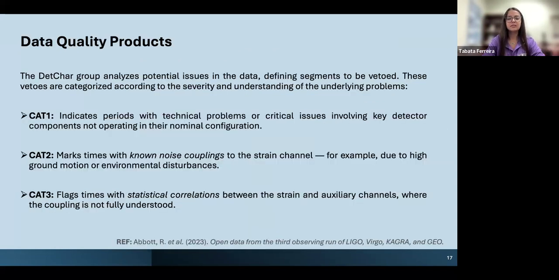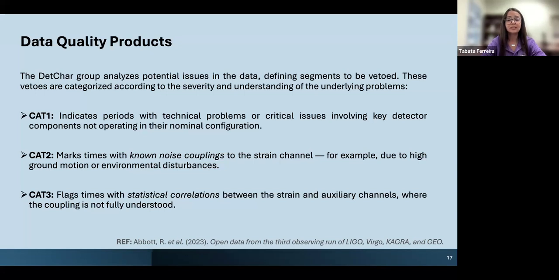All right, sometimes we can find the source of these glitches. Sometimes we can eliminate them. Other times we can just mitigate their effects. And sometimes we have no idea what is happening. To help with that, what the group usually does is create flags, some data quality flags. Basically, the group analyzes potential issues in the data, defining segments to be vetoed. These vetoes are categorized according to the severity and understanding of the underlying problem.